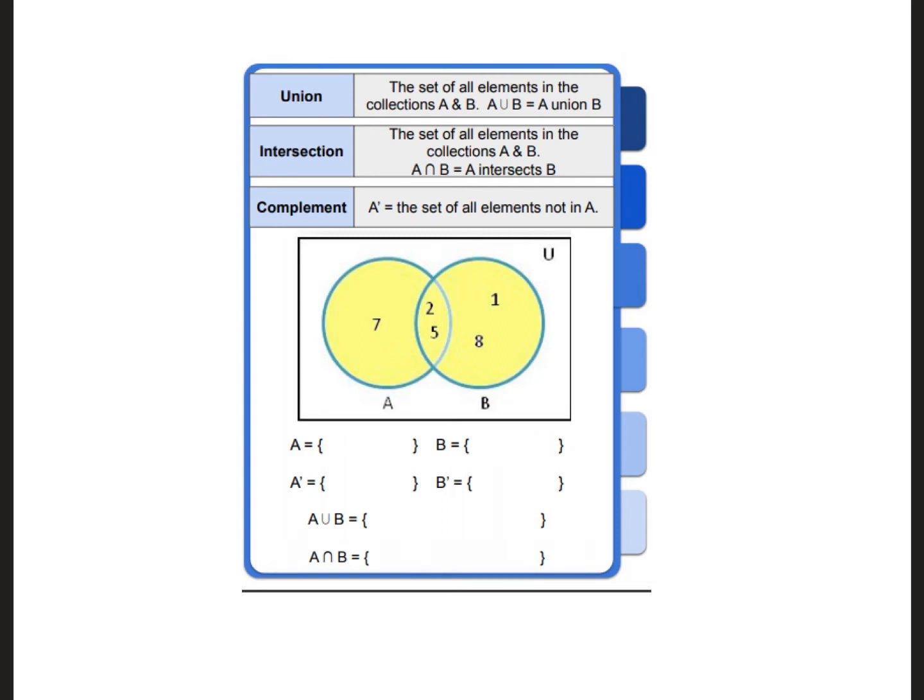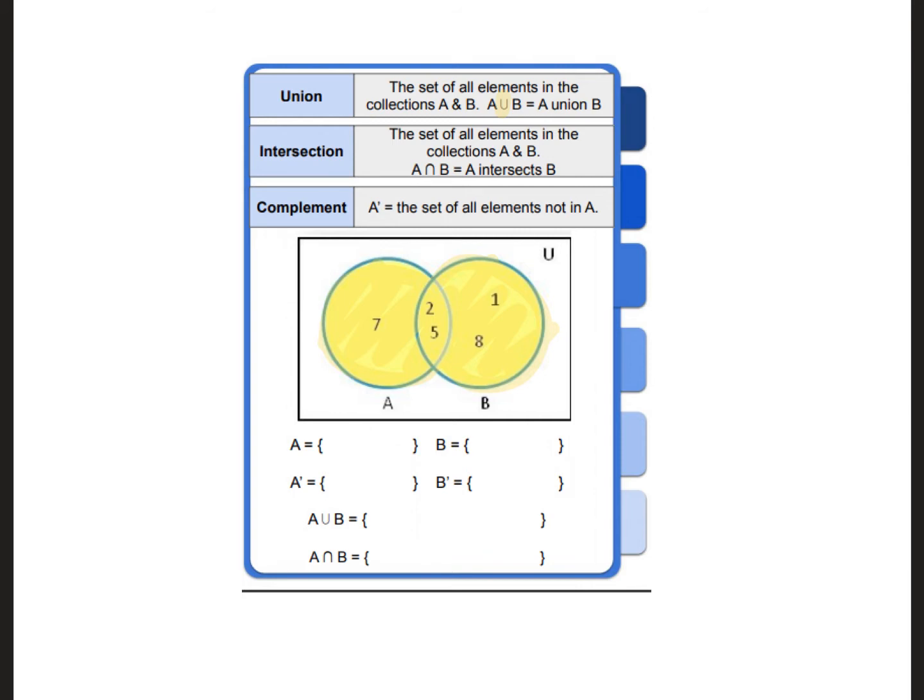Hello, for this video, we are going to start with some vocab. So the first word is union. It's the set of all elements in collections A and B. So notice everything that is yellow down here, that's A union B. Everything in the circles is A union B. You use that U in the middle to represent a union. And it really just means everything in both of them.